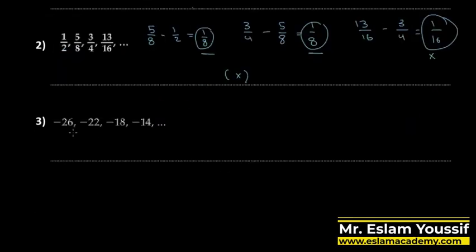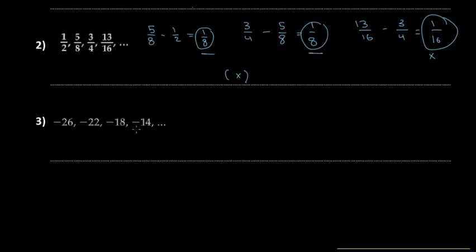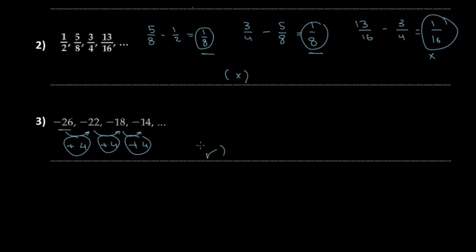Number 3: -26, -22, -18 and -14. Look at the first one. To find the second, we add 4. From -22 to -18 we add 4. From -18 to -14 we add 4. We add the same number each time, so this sequence is an arithmetic sequence.